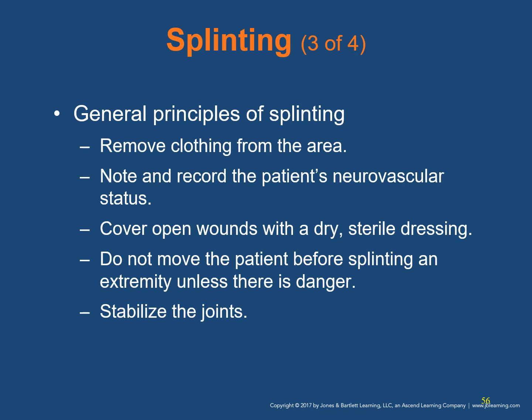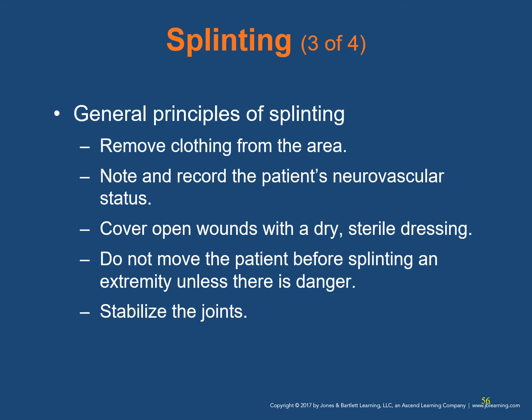General principles of splinting. Remove clothing from the area of any suspected fracture or dislocation so that you can inspect the extremity for deformities. Note and record the patient's neurovascular status distal to the site of the injury, including pulse, sensations, and movement. Cover open wounds with dry, sterile dressings before splinting. Do not move the patient before splinting an extremity unless there is an immediate danger to the patient or you.